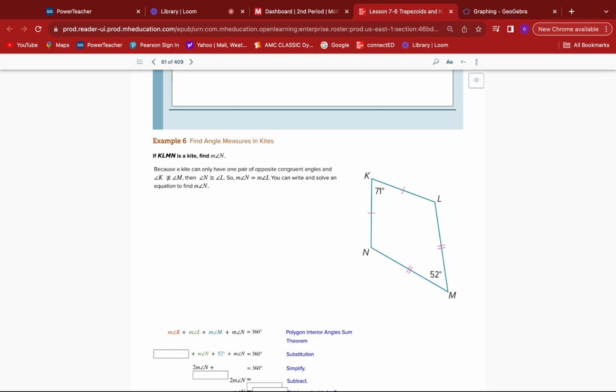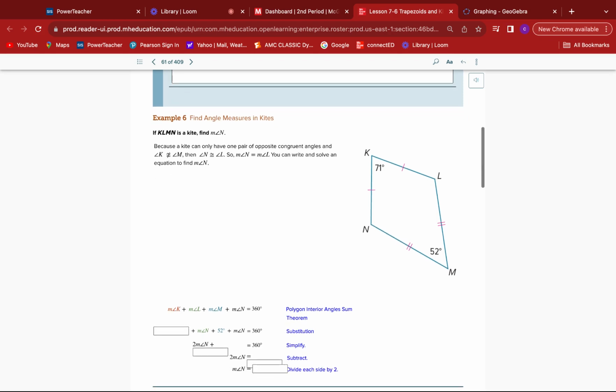Okay, so let's see what we got here in example number 6. We got a kite. We want to find the measure of angle N, which is the same thing as the measure of angle L. So you solve our equation. It looks like they're going to add up all 4 angles and set them equal to 360. This is what we did at the beginning of the unit in lesson 7.1, because we know it's a polygon that has 4 sides, and the 4 angles add up to be 360.